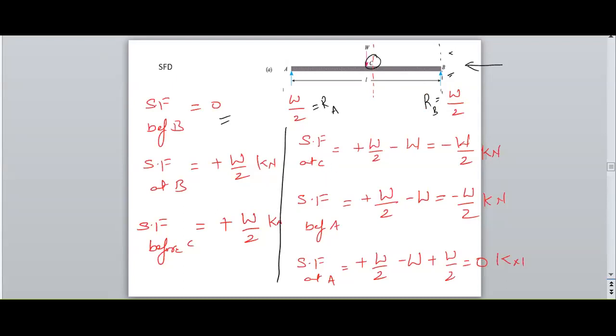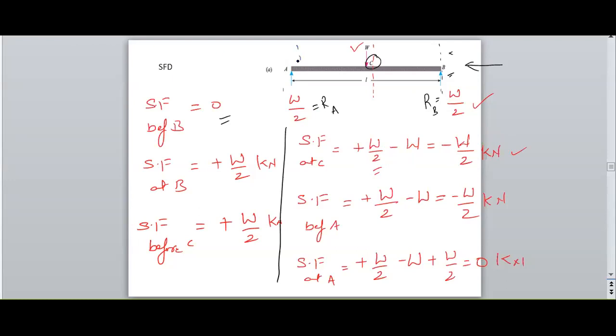Next, at C, the shear force at C now. The shear force at C, we have two forces. One is the force moving upward direction. Another force is the force moving downward direction, whose magnitudes are W by 2 and W. Therefore, W by 2 is moving upward direction, so I consider it as a positive, and W is moving downward direction, so I consider it as a negative. Therefore, net, that is the summation of forces at C, we are getting negative W by 2 kilonewton.